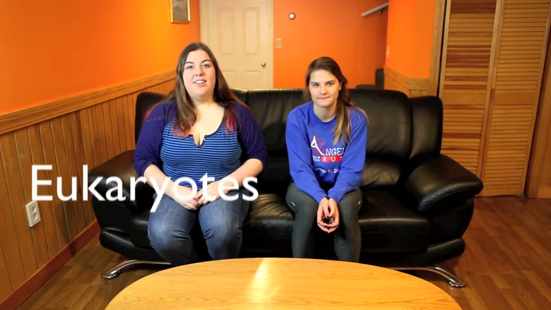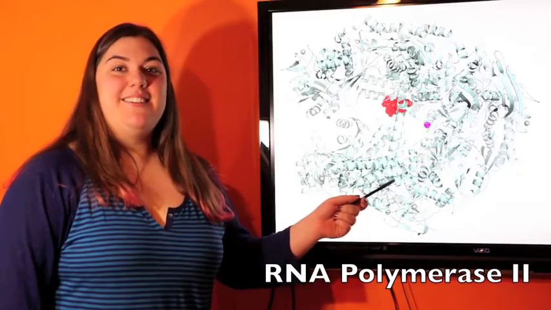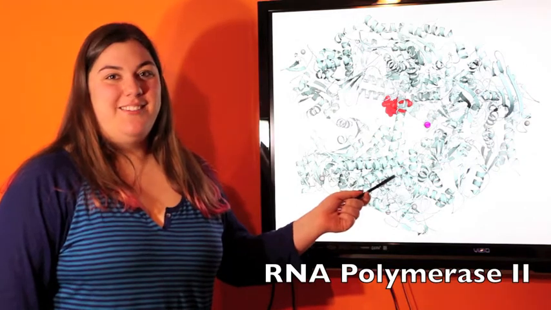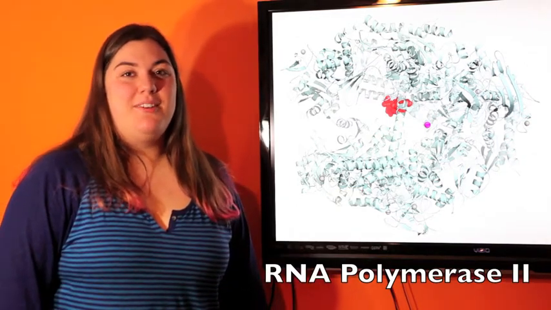In contrast, eukaryotes have at least 3 types of RNA polymerase in their nuclei. The type of RNA polymerase used for mRNA synthesis is RNA polymerase II. Here is a picture of RNA polymerase II, a very important enzyme in transcription. Other RNA polymerases transcribe RNA molecules that are not translated into proteins.